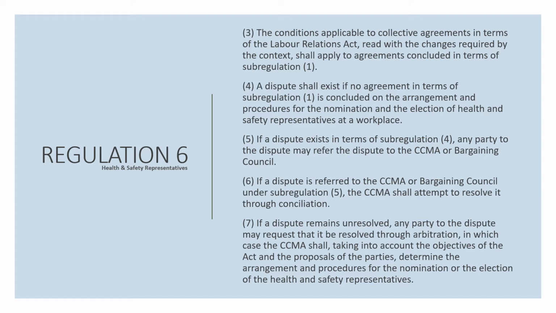If a dispute exists in terms of Subregulation 4, any party to the dispute may refer the dispute to the CCMA or Bargaining Council. If a dispute is referred to the CCMA or Bargaining Council under Subregulation 5, the CCMA shall attempt to resolve it through conciliation. If a dispute remains unresolved, any party to the dispute may request that it be resolved through arbitration, in which case the CCMA shall, taking into account the objectives of the Act and the proposals of the parties, determine the arrangement and procedures for the nomination or the election of health and safety representatives.